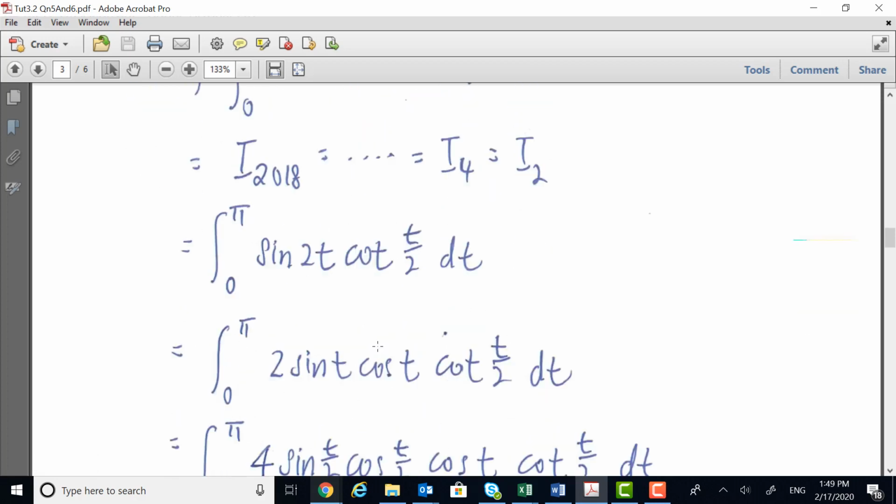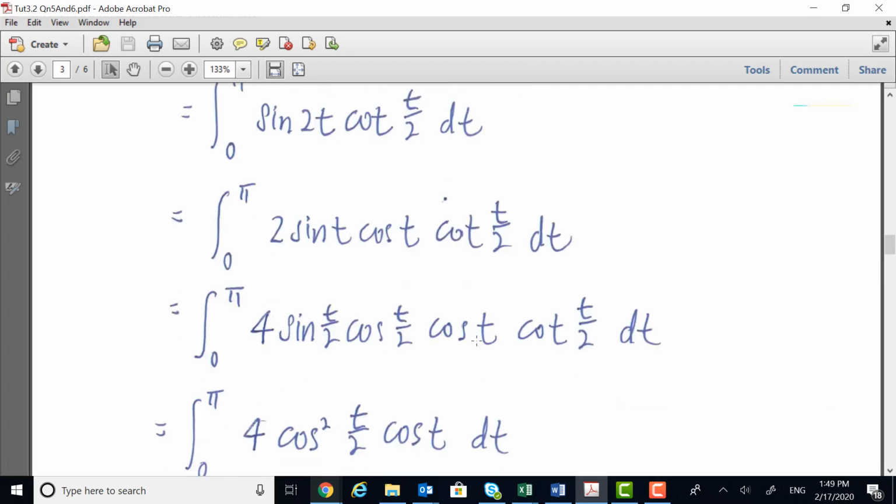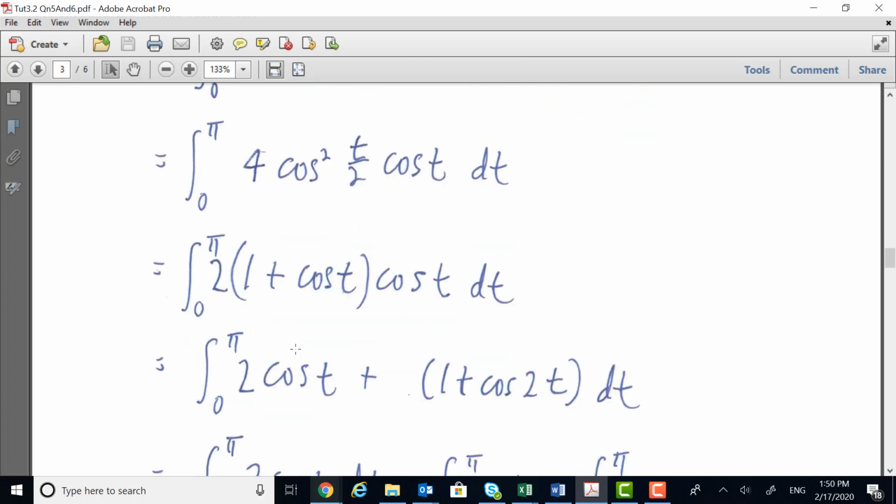First and foremost, I change the sine 2t. Sine 2t is actually 2 sine t cos t. And then I can replace the sine t again with the half angle formula, 2 sine t over 2 cos t over 2. The 2 and 2 give me a 4. Then once again, the cotangent can be changed to cos over sine, and then cancel out with the sine. I'm left with cos squared. And cos squared t over 2 can be replaced. In fact, 2 cos squared t over 2 is replaced as 1 plus cos t. And then break this integration into 2 parts.